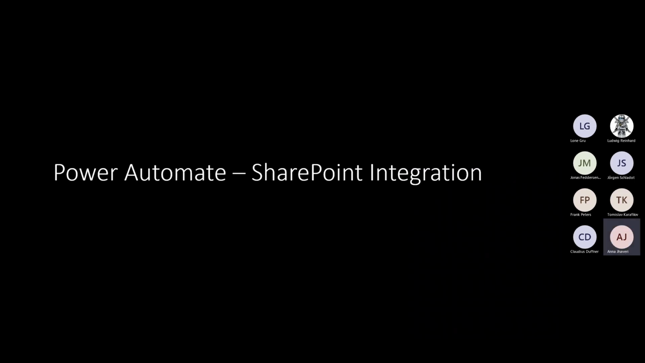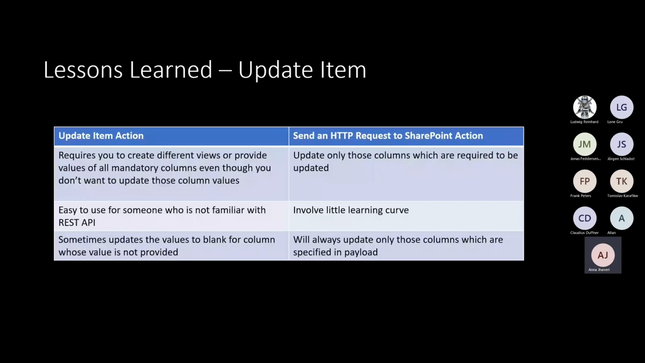All right. Now I'll share some lessons learned about Power Automate and SharePoint integration, on how you can best access SharePoint. In SharePoint we have a SharePoint list to store data, and if you want to update data in SharePoint there are two ways to do that. One is the Update item action, and then there is another action, Send an HTTP request to SharePoint, where you can use the REST API.